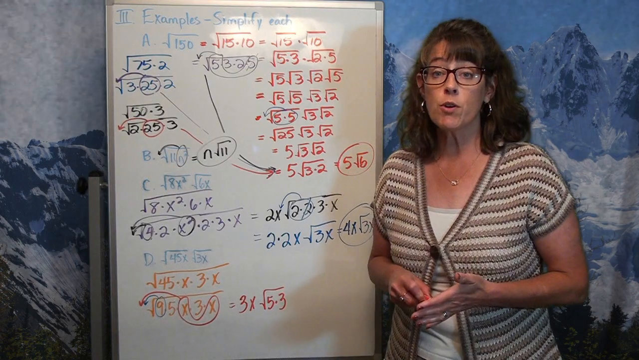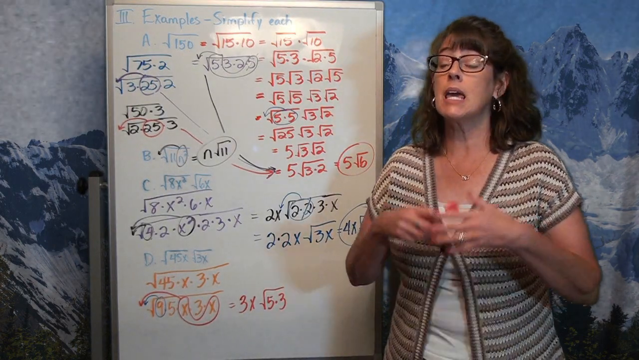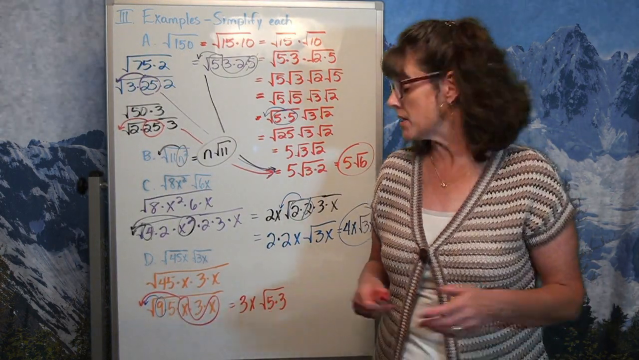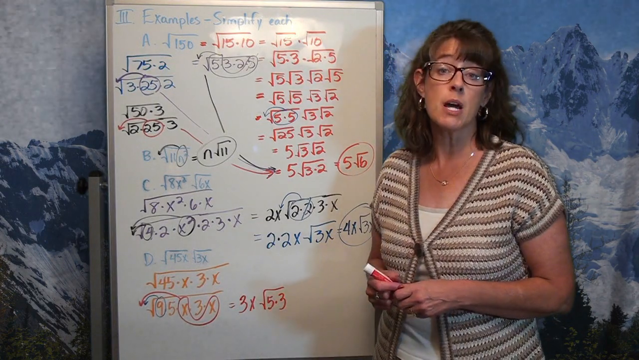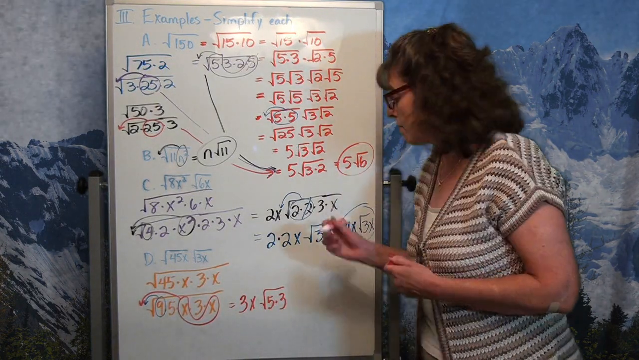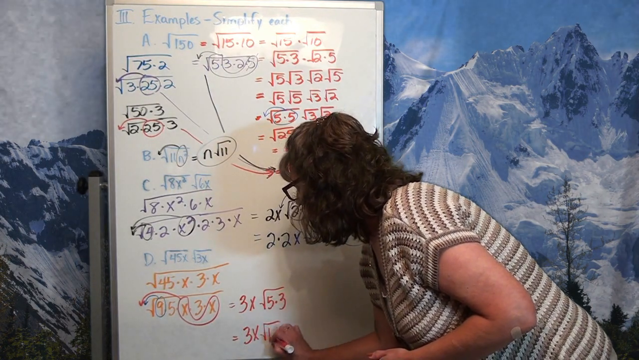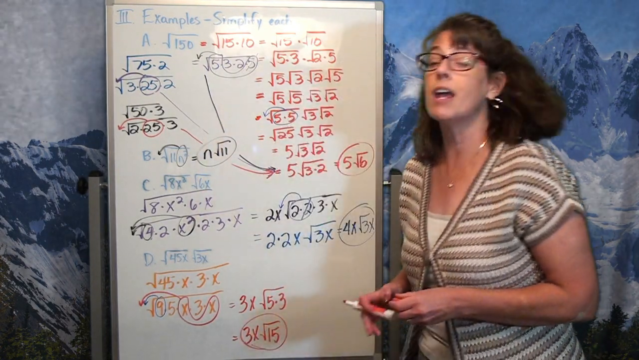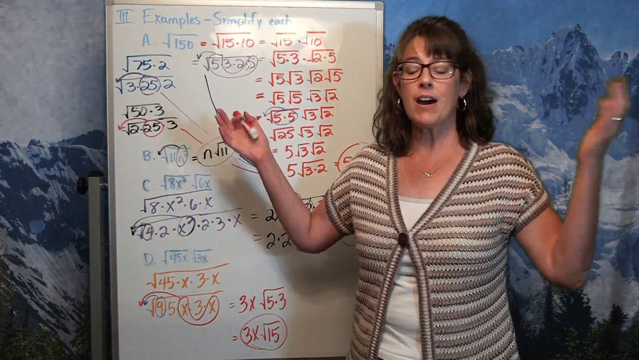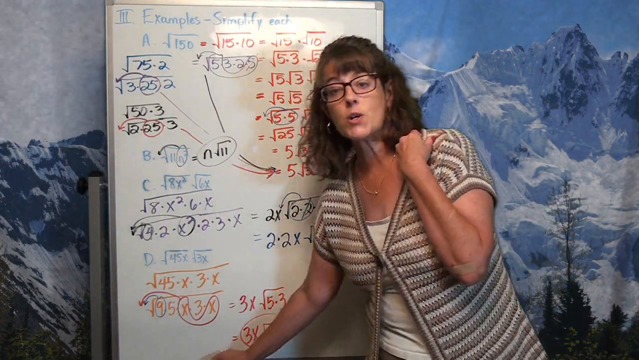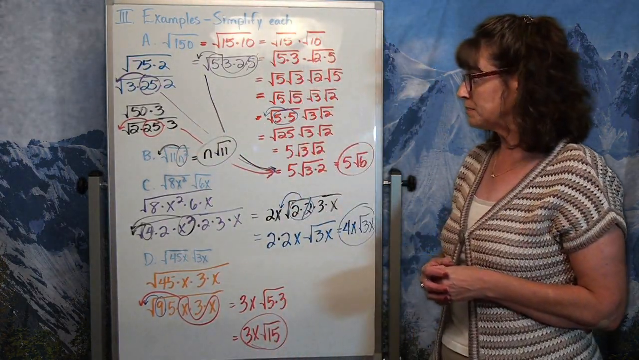I don't know the square root of 5. I don't know the square root of 3. I can't break them up into anything useful because it becomes a 5 times 1 and a 3 times 1. So I'm going to multiply them back together, giving me a 15. So I have 3x square root of 15. Ta-da! It is simplified because I don't have any perfect squares or pairs underneath the radical.